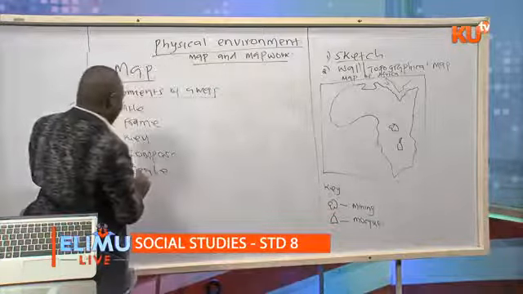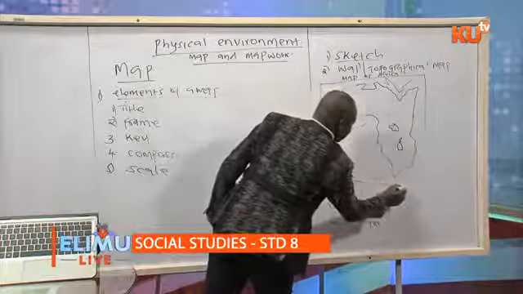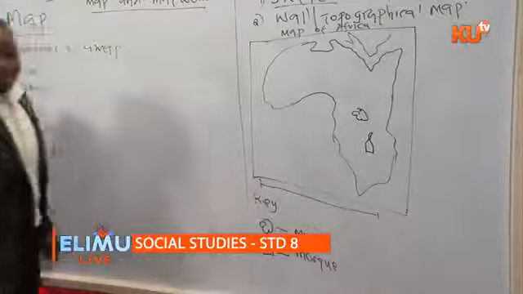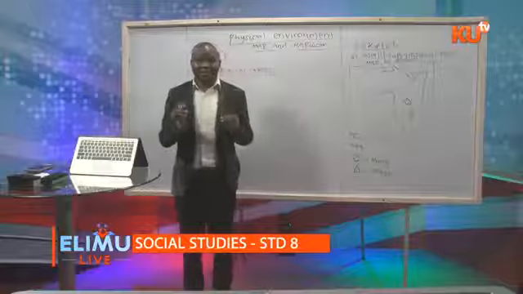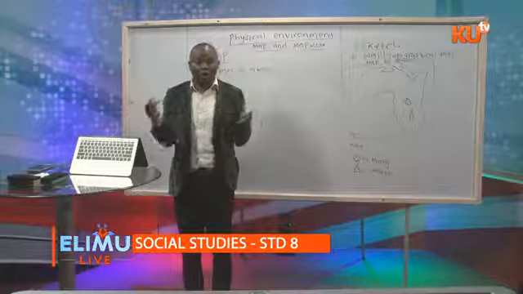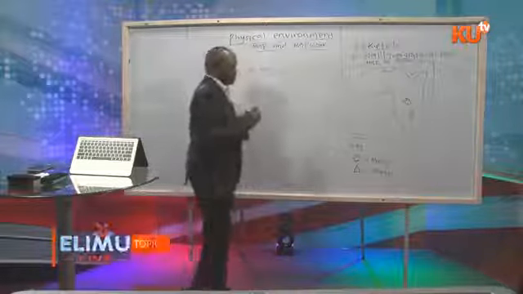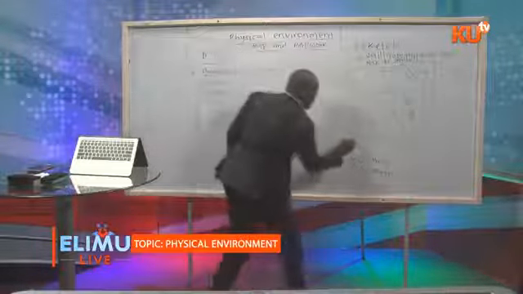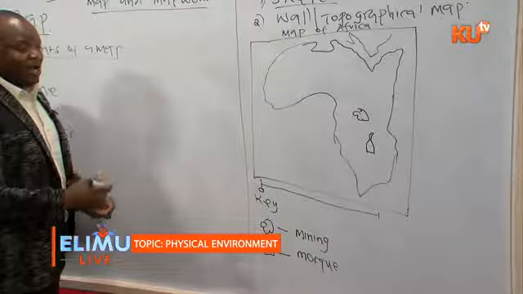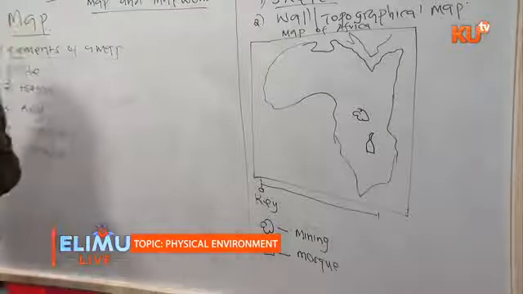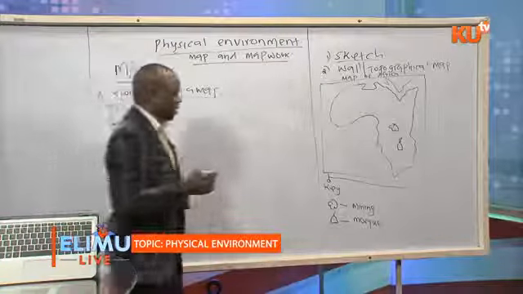Then we have what you call the scale. The scale is mostly indicated down here. The scale is indicated here, and in most cases, in all KCPE papers, the scale that we have been using all through is what you call the linear scale. Linear scale, from the word line, linear. And it always ranges from 0, and it can go up to 50, up to 100, depending on the area that you want to cover.